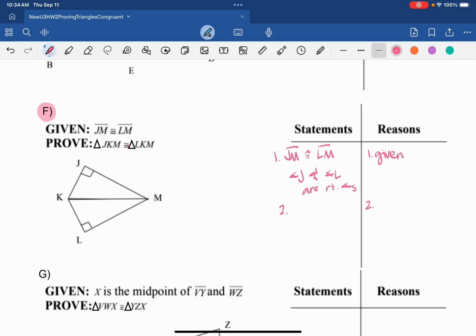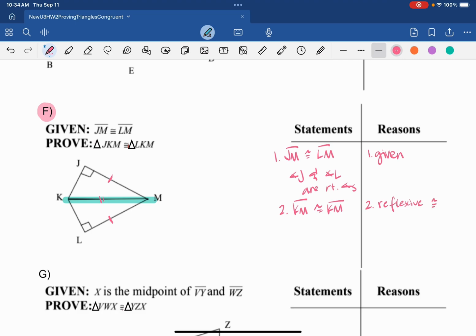All right, now in our next step, we're looking for those legal pieces that we can mark. I'm already given that JM and LM are congruent. What I do notice is that I have this reflexive piece down the middle right here on KM. So I can mark that congruent to itself, and I also have to put it into my statements. So KM is congruent to KM. That is our reflexive property of congruence.